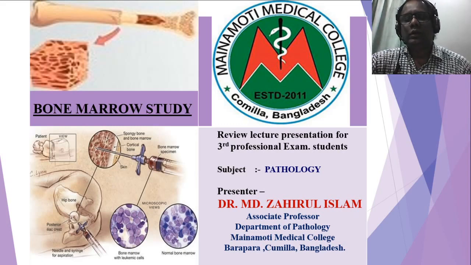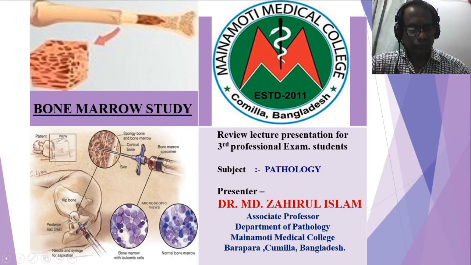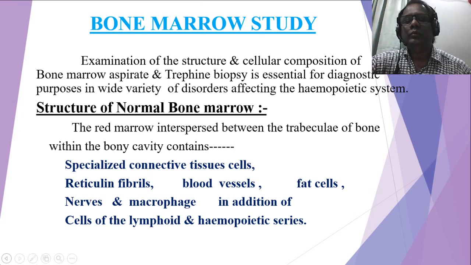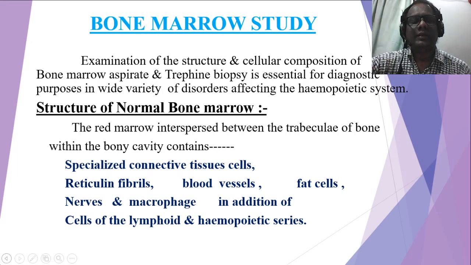Today I will discuss bone marrow study, the hematology. Previously I discussed general pathology, necrosis, apoptosis, cell injury. Today is in hematology, bone marrow study. Bone marrow study is examination of structure and cellular composition of bone marrow. Aspirate and trephine biopsy are essential for diagnostic purposes in a wide variety of disorders affecting the hematopoietic system.